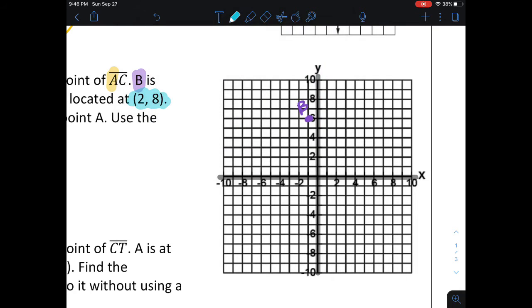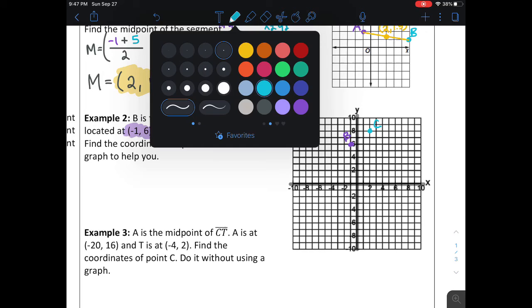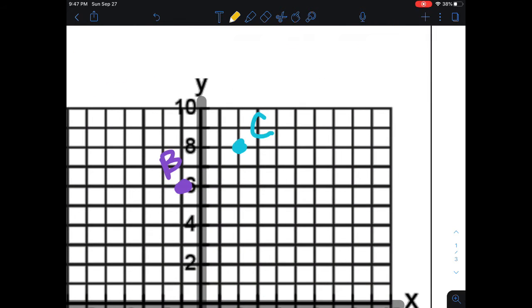Now let's look for point C, which is at 2, 8. Okay, there we are right there. Okay, cool beans. And it says B is the midpoint. So if B is the midpoint, let's see where we can find A. B is the midpoint, which means the line is not going to go that way, right? Because this one has to be in the middle. So the line has to go that way, and then A is going to be somewhere over here.